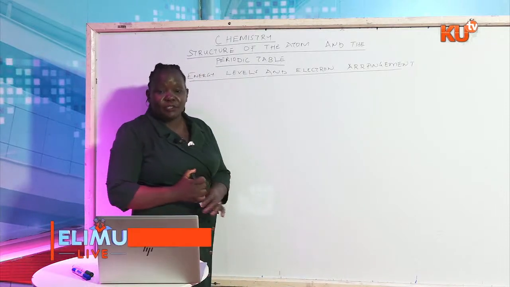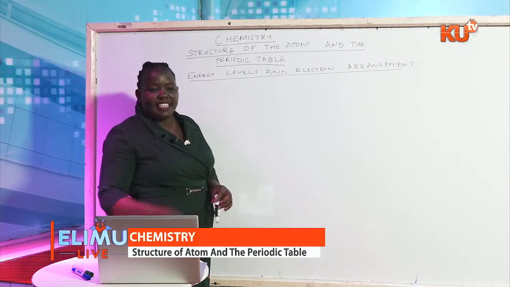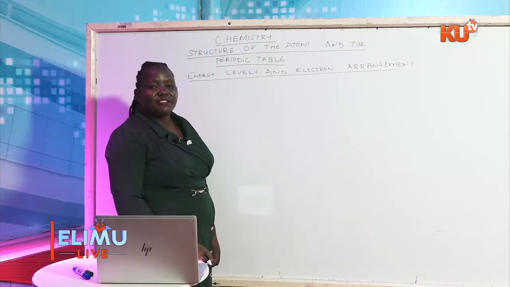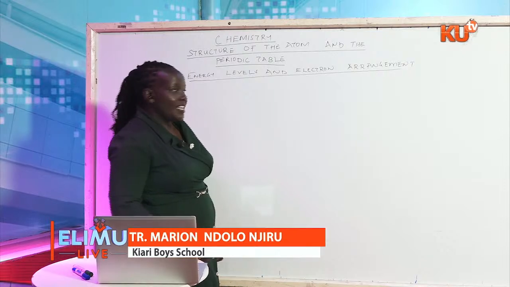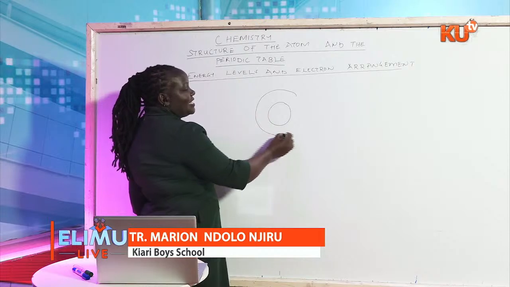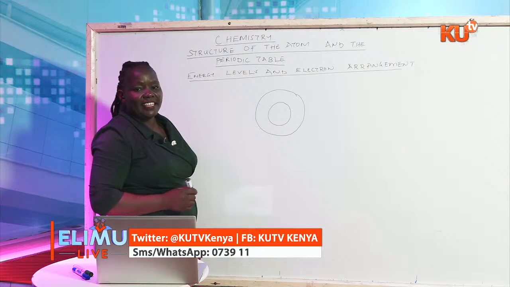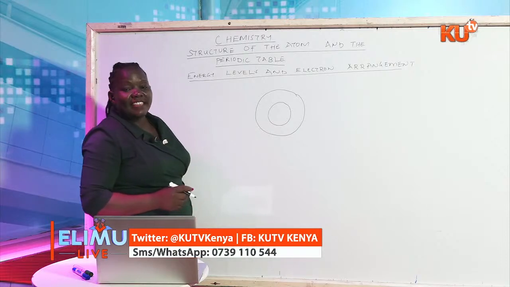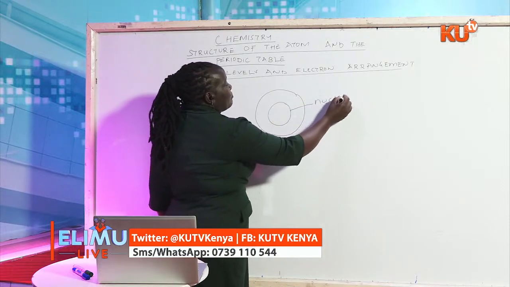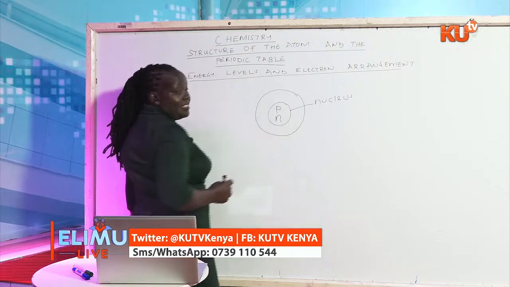In our last lesson, we also looked at the structure of an atom, and we said that an atom is made up of two regions. We have the inner region, that is the nucleus, and then we have the outer region, that is the region surrounding the nucleus, where we have the energy levels. In the nucleus, we have the protons and the neutrons.